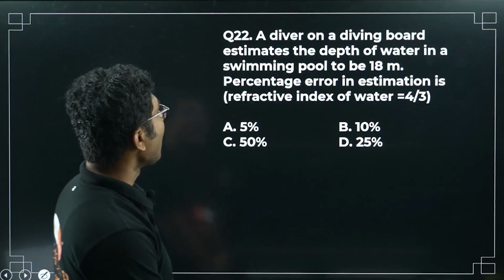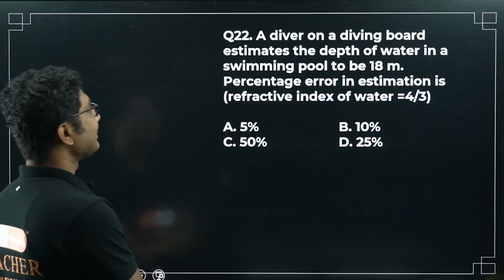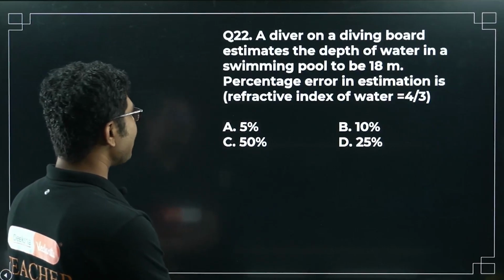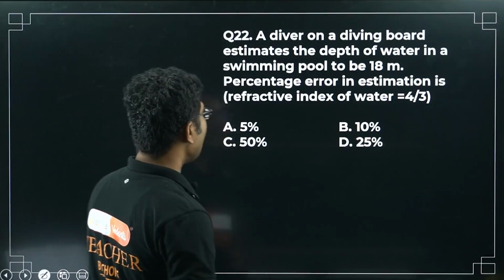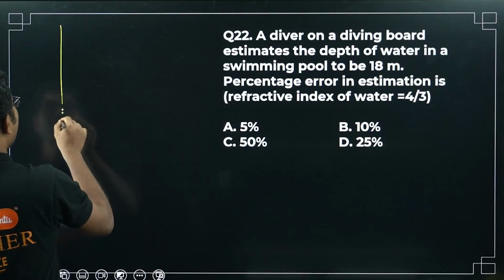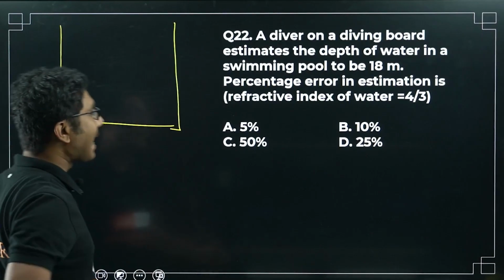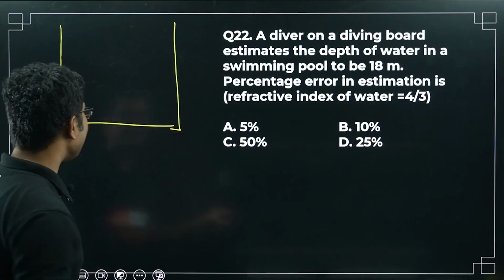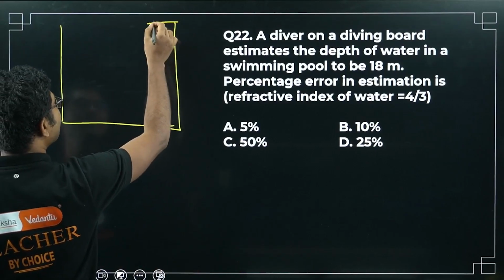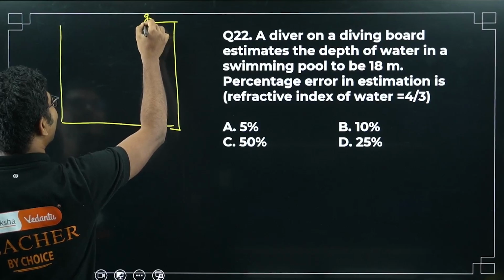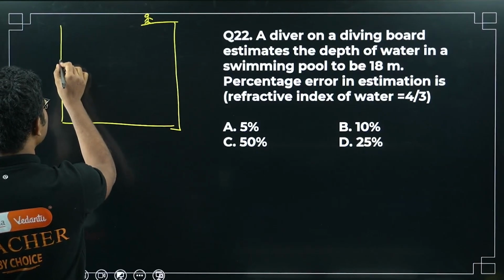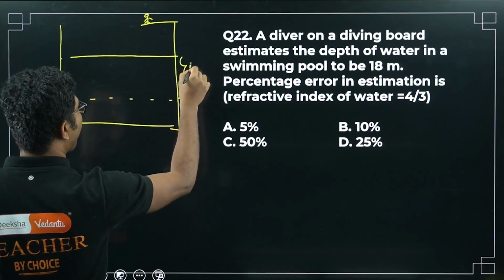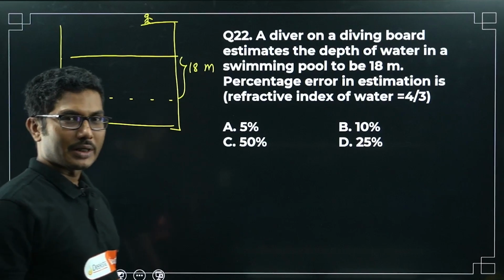Next question. A diver on a diving board estimates that the depth of water in a swimming pool to be 18 meters. Percentage error in the estimation is, so refractive index of water is 4/3. Now this is the reverse question. We have solved one question where the initial depth was given and we were trying to find the final depth, right? Then we found how much difference there was. Now here, suppose here is the diver located. From here before diving he measures that the apparent depth of the water is 18 meter.